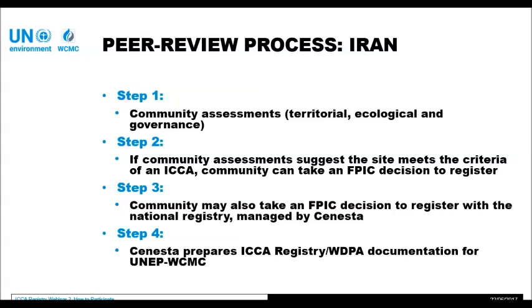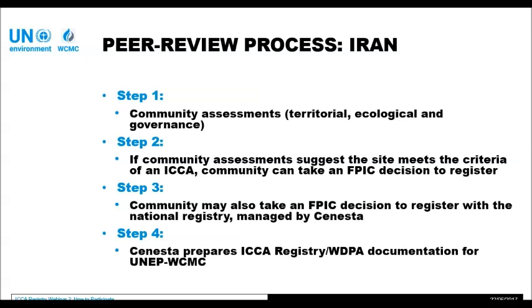A second example is Iran, where a four-step process has been outlined by UNINOMAD, which is the Union of Indigenous Nomadic Tribes of Iran, in collaboration with SENESTA, which is the Center for Sustainable Development and Environment. In the first step, communities carry out three assessments: a territorial assessment, which involves participatory mapping, an ecological assessment, involving adding ecological assets to the maps and considering current ecological trends, and a governance assessment involving identification and strengthening of customary governance structures.